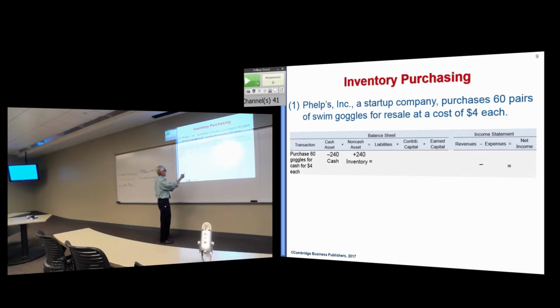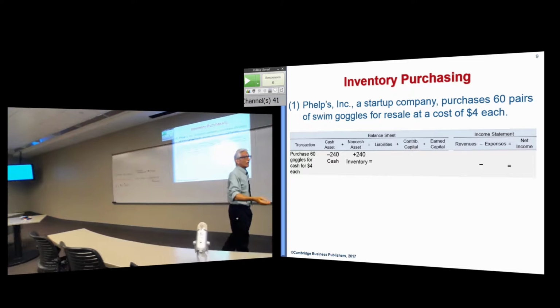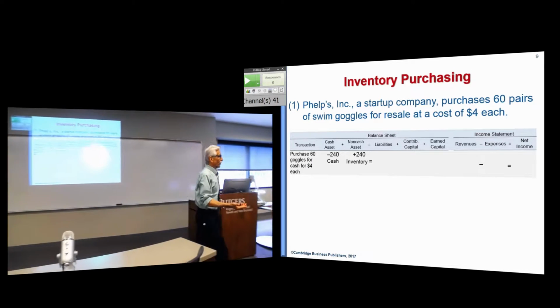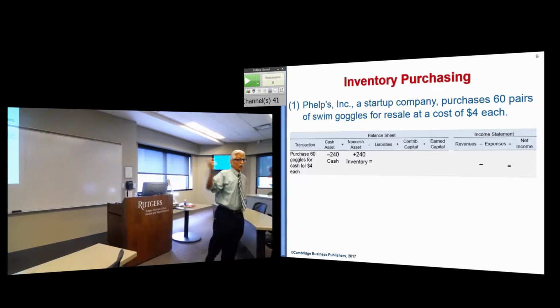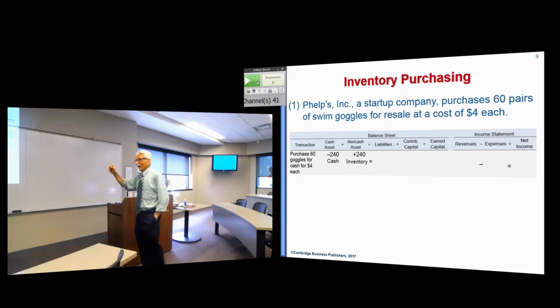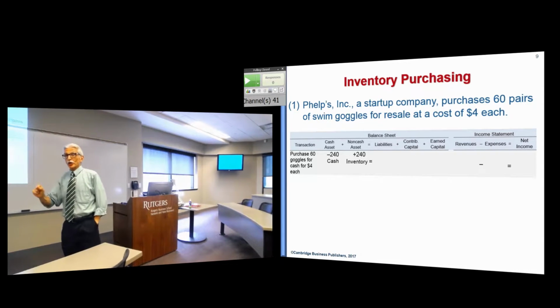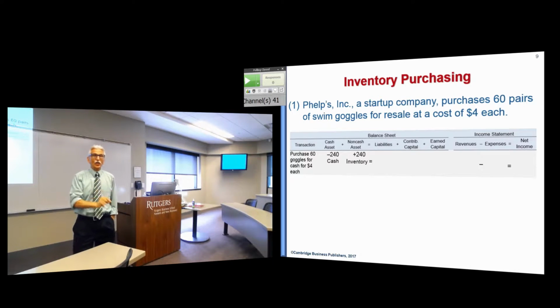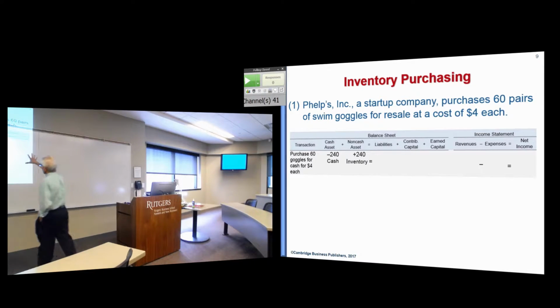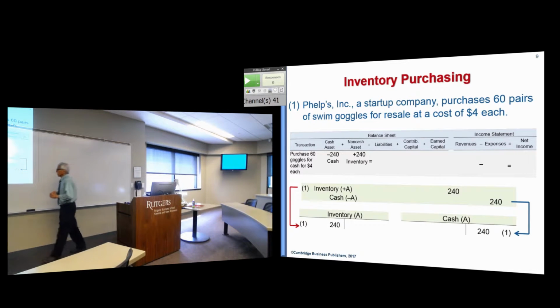So you basically just took a generally non-productive asset. If you're an investment house, cash can help you a lot, or a financial service company. But for retailers, as we're seeing here, you're taking a generally non-productive asset, cash, and converting it into a productive asset. It does not change your wealth at all. It does not change stockholders' equity, and stockholders' equity is wealth. And it's not an expense until what? It's used up. So the journal entry you would make is debit the inventory and credit cash.